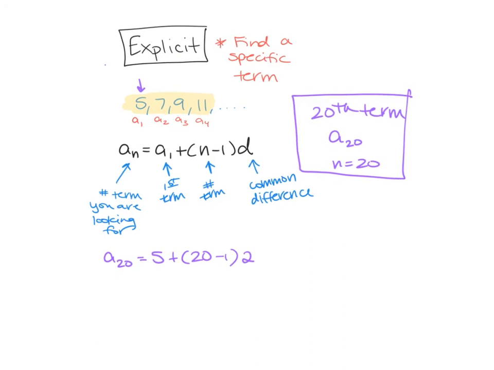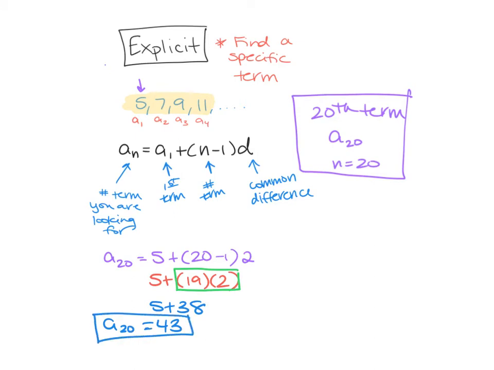So then I'm going to go through and follow the order of operations and simplify it. So this is 5 plus 20 minus 1 is 19. And then I've got 19 times 2. Order of operations says I'm going to multiply before I add. So 19 times 2 is 38. So 5 plus 38 is 43. So this means that the 20th term, A sub 20, is 43.